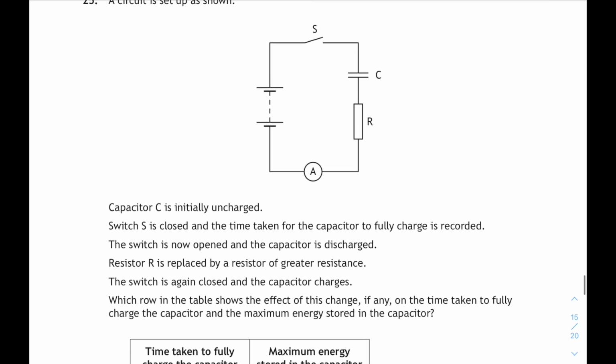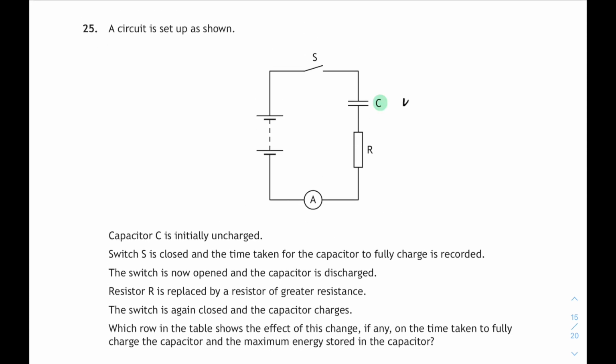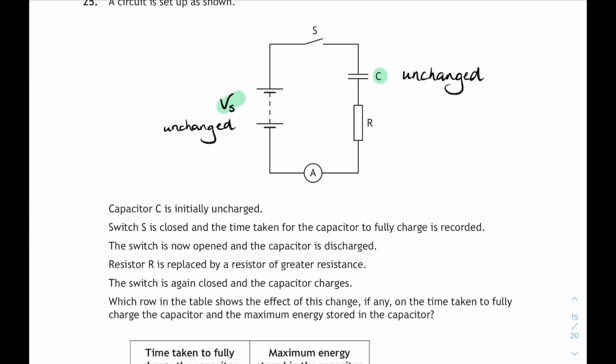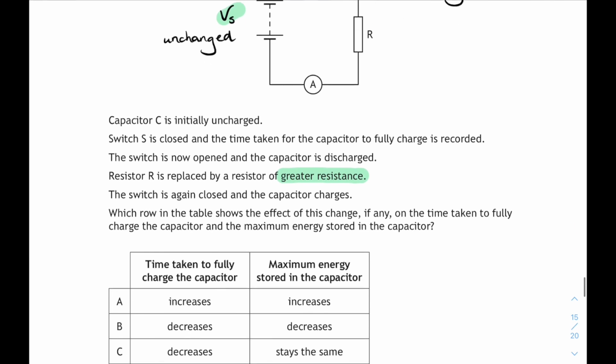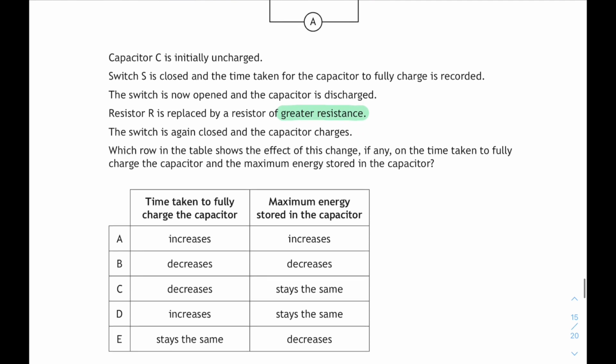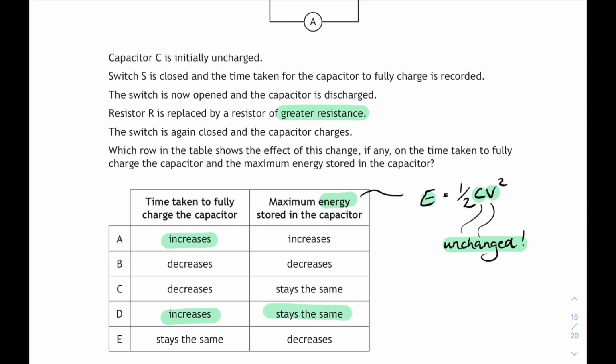There's an awful lot of reading in this question, but really all that's happening is the capacitor is staying the same, it's unchanged. The power supply is unchanged, and we're going to put a bigger resistor in. So the resistor will have a greater resistance. And we're asked which row in the table shows the effect of this change on the time taken to charge the capacitor. Well, it will go up because it'll take longer because there's more resistance. But what about the energy stored? Well, if we use a relationship for energy stored in a capacitor, it's a half CV squared. And if C and V are both unchanged, then the energy will be unchanged. So it stays the same.